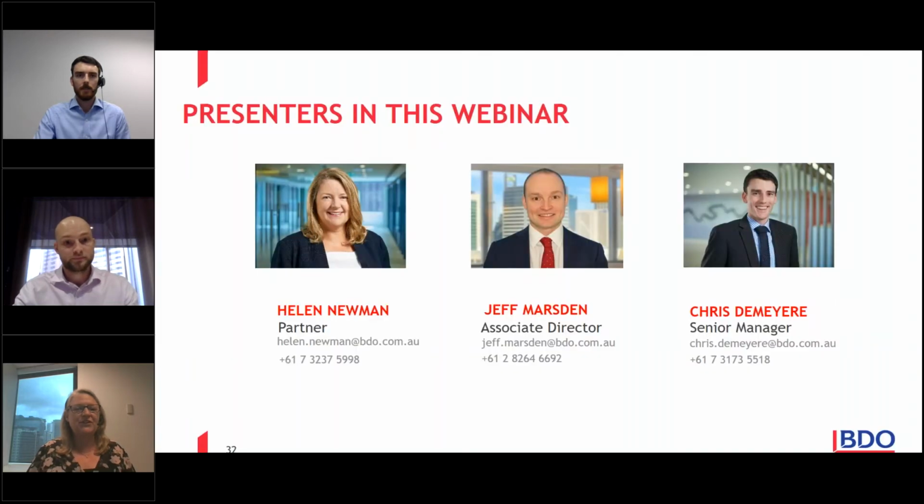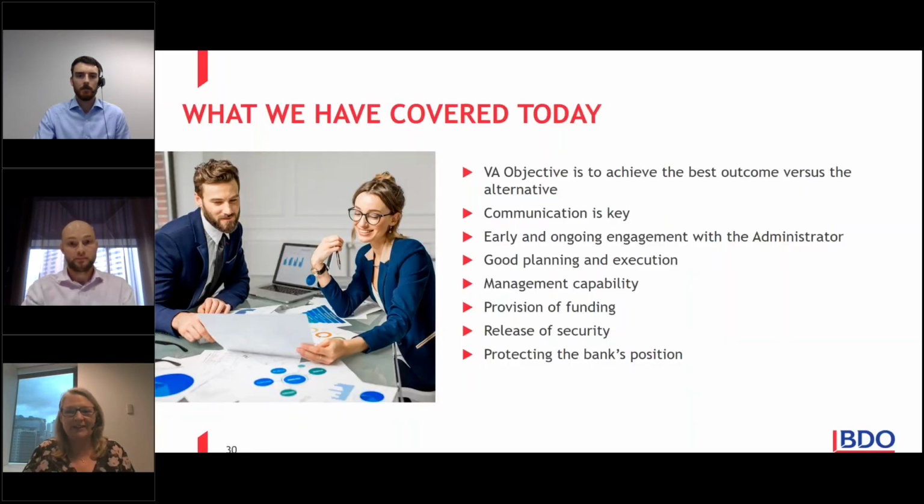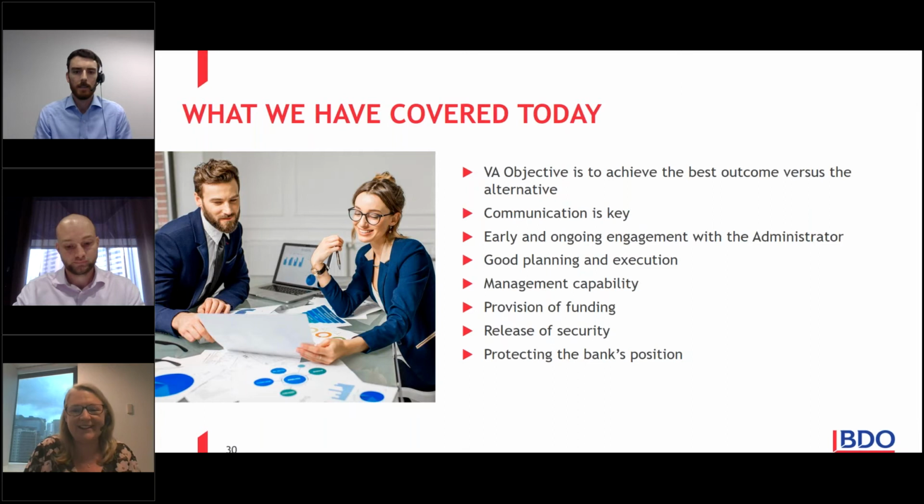I thought we'll move on now to what we've covered today. They're all there on the slide, which you can see. VA objectives is to achieve the best outcome versus the alternative. Communication is key: early and ongoing engagement with the administrator. Good planning and execution, understanding the management's capability, what funding will you need to provide, what will be the impact on your security, and overall an outcome that protects the bank's position.